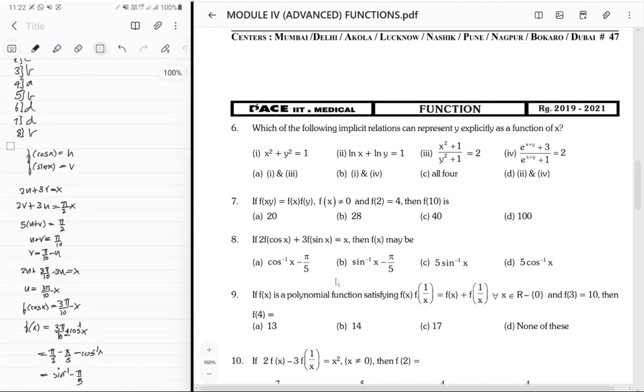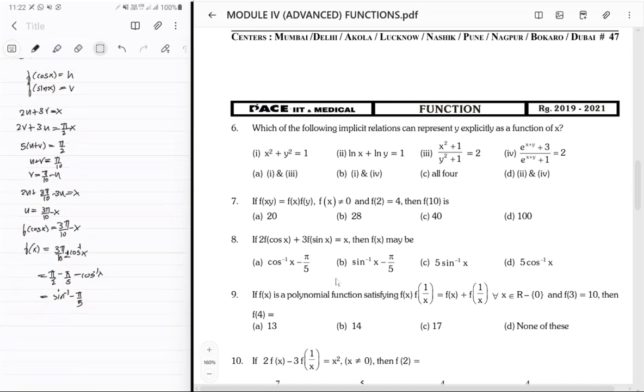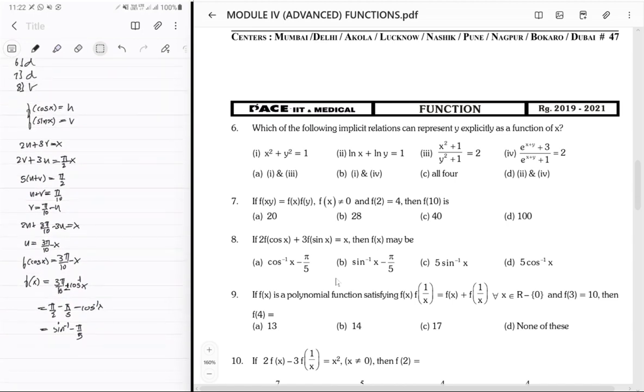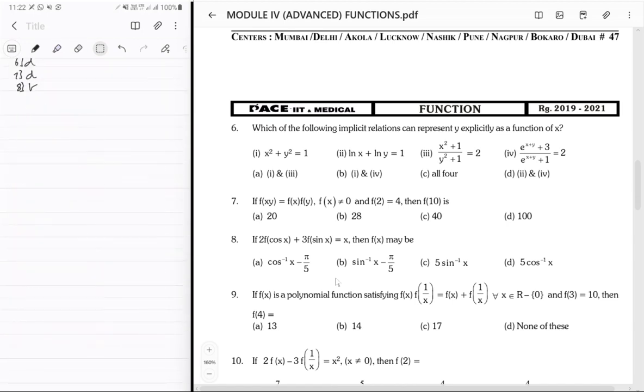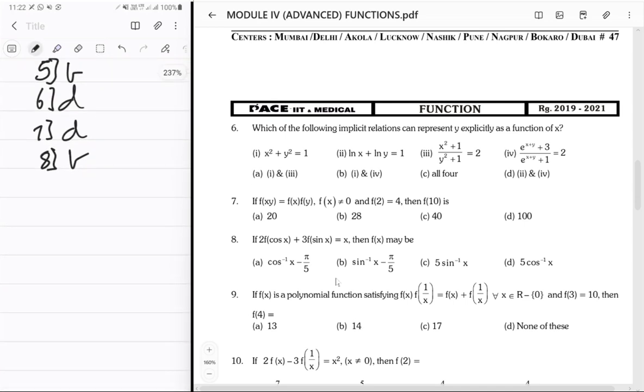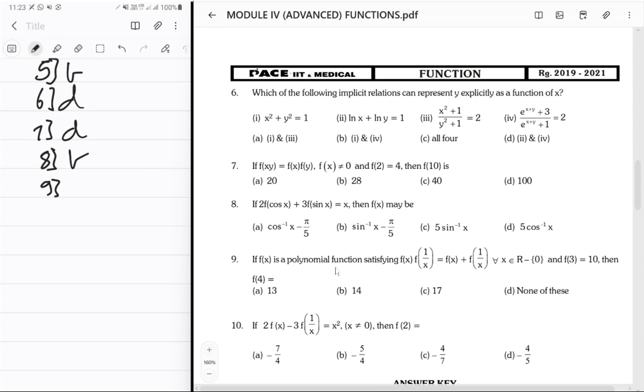Next, 9th. It should really just be plus 2n pi or something like that, but whatever. We just want it can be, not it will be. Okay, 9. f of x is a polynomial function satisfying this equation: f of x times f of 1 upon x is equal to f of x plus f of 1 upon x for all x belonging to real except 0. And f of 3 is equal to 10. Then f of 4 is.